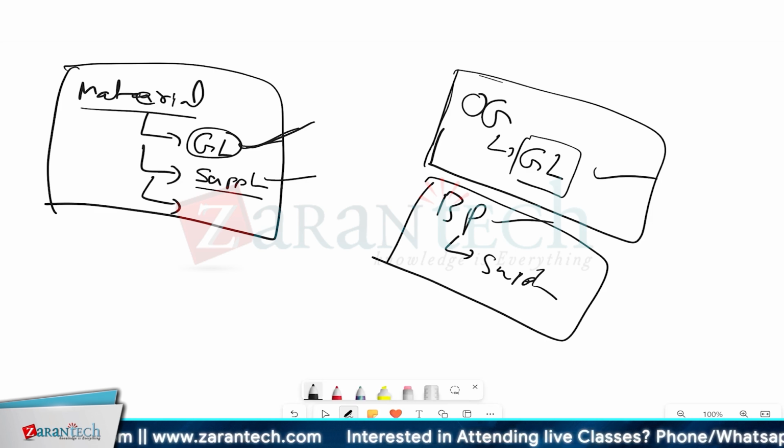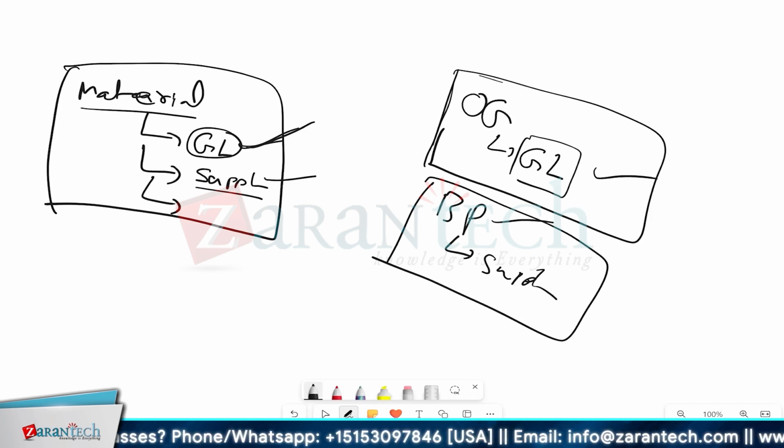That GL account number I don't know, so I'm trying to derive it from somewhere. I don't know. So in that case, you should have a business rule. See, you think about the end user point of view. The end user doesn't know what GL account he has to input, right?